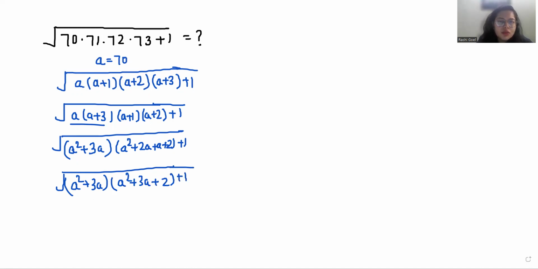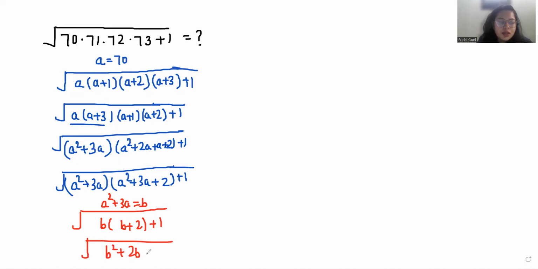Now if I assume a square plus 3a is equal to b, it becomes b times (b plus 2) plus 1, which is equal to b square plus 2b plus 1.